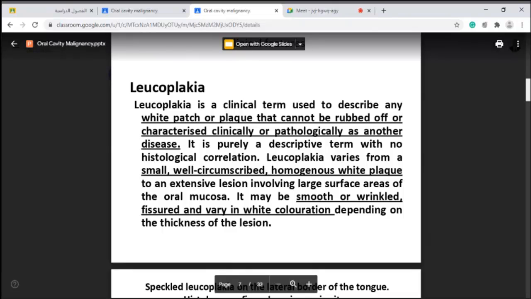Leukoplakia may be a small, well-circumscribed, homogeneous white patch, or it may be an extensive lesion involving a large surface area of the oral mucosa. It may be smooth or wrinkled and fissured, and vary in white coloration depending on the thickness of the region. This is a pre-malignant condition, maybe the first stage of carcinoma in situ, and may progress to more advanced tumors. It is caused by tobacco smoking, alcohol, and other causes we mentioned.